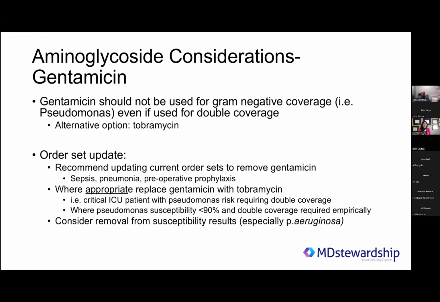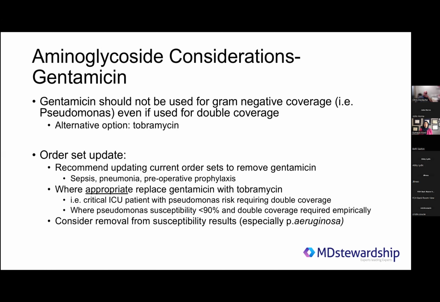We mentioned that gentamicin has been removed, so this should not be used for gram-negative coverage anymore, like Pseudomonas, even if it's used for double coverage. So if we have an order set or a protocol where we use gentamicin, that should be removed. I'll go over other aminoglycoside options, but to summarize, tobramycin would be the most appropriate alternative moving forward. So if you have a sepsis order set, a pneumonia order set, even pre-op prophylaxis where you're covering for gram-negatives, we would want to switch out that gentamicin.